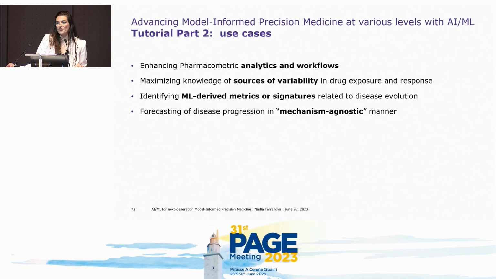In particular, I'm going to focus on 4 main areas. The first one is the use of AI and machine learning to advance our pharmacometrics workflows. Second, to broaden the assessment of sources of variability that we observe in patients' profiles. Machine learning can also be used to derive metrics or signatures that can tell us more about the drug and the disease. Or we can use machine learning directly to predict disease progression or clinical outcome in a mechanism-agnostic manner.